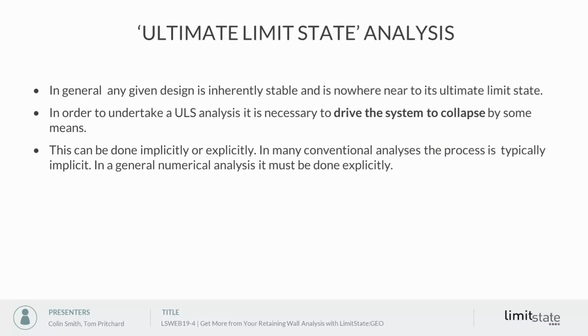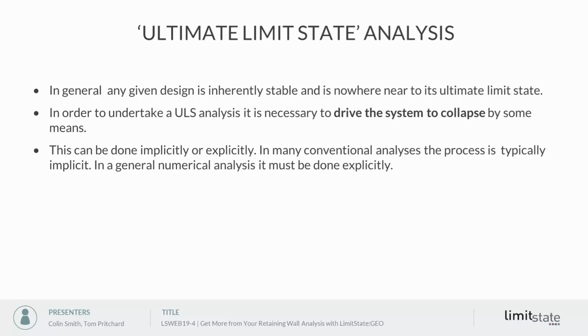Before we go to look at models, I just want to say what we mean by an ultimate limit state analysis. Essentially anything we design should be stable and nowhere near its limit state, its ultimate limit state. So in order to do an ultimate limit state analysis, we have to drive the system to collapse by some means. And we can do this implicitly or explicitly.